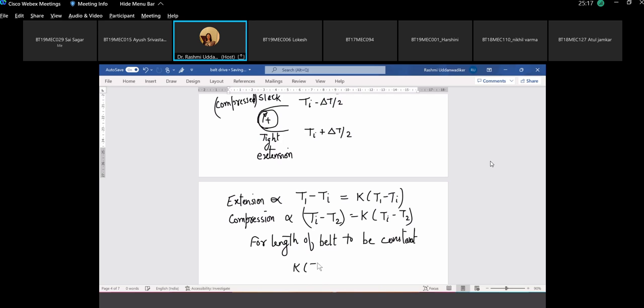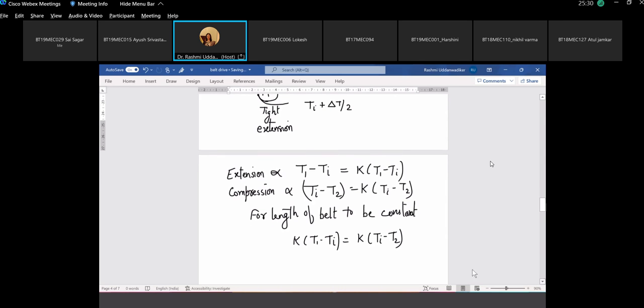And this value of K, T1 minus Ti, is equal to the value of K, Ti minus T2. The constant of proportionality is the same because extension and compression are directly proportional to this ratio of difference. And if I cancel this out, I get 2 times Ti is equal to T1 plus T2, so I have again gone back to T.